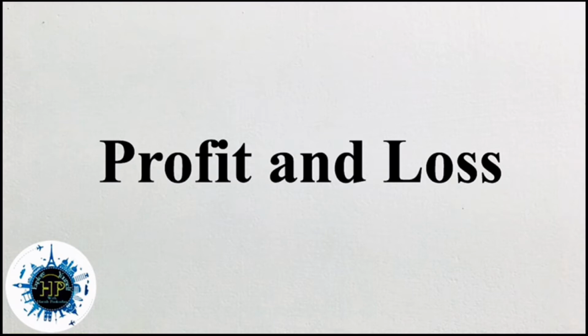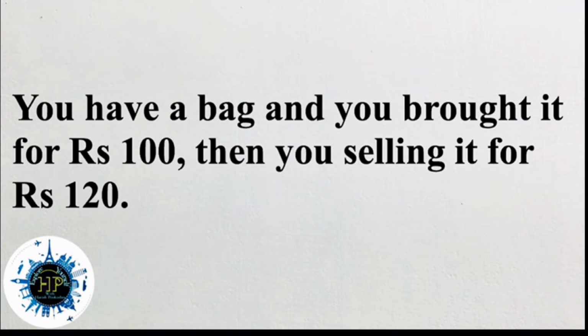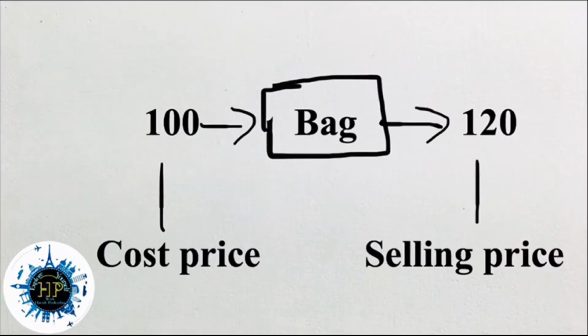Here the question will be asked like this: you have a bag and you bought it for rupees 100, then you are selling it for rupees 120. Then they are asking how much percentage you got, I mean, how much will be the profit percentage or the loss percentage. Different types of questions they will ask. So if we get this type of question, we can make a picture. This is the bag. So 100 rupees is the cost price. We bought the bag for 100 rupees, that is the cost price, and we are selling that bag for rupees 120, that is the selling price.